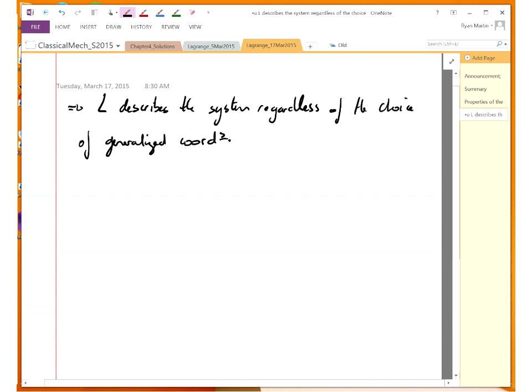The Lagrangian is actually a constant. It doesn't depend on the coordinate system. The mathematical expression of the Lagrangian clearly depends on what coordinate system you're in, but the absolute value of it, if you evaluate it as a scalar, is independent of the coordinate system.